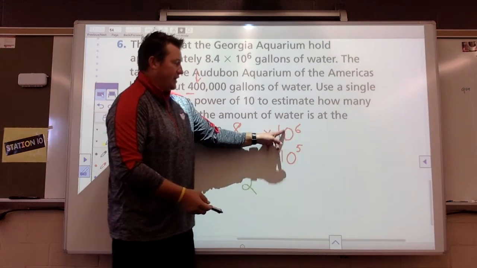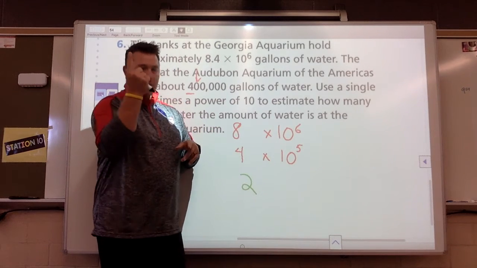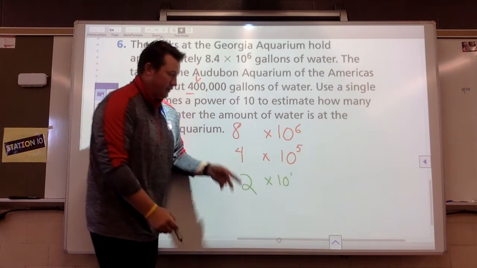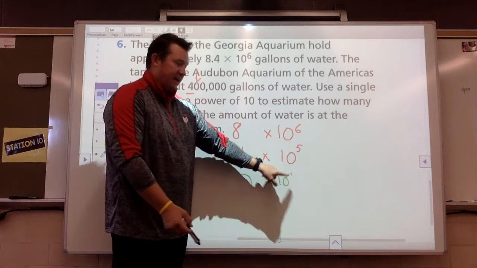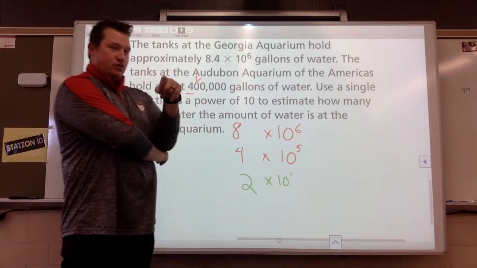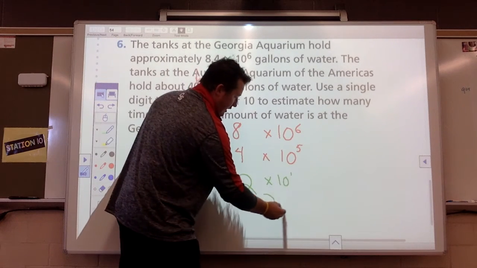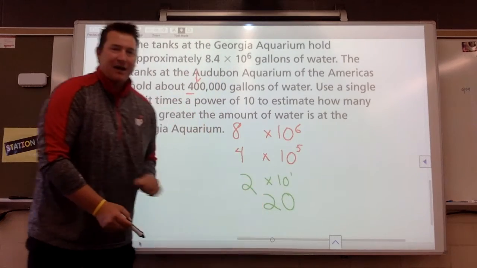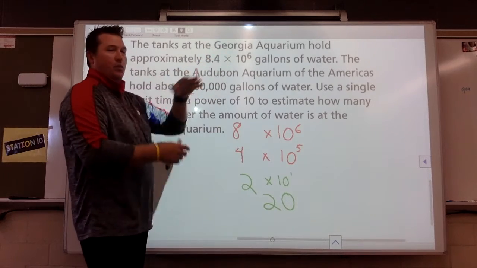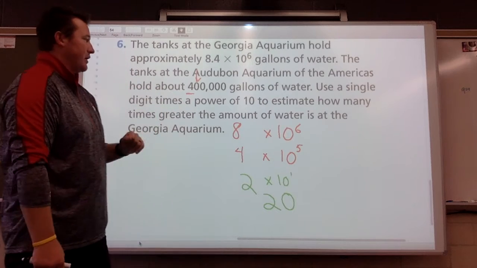Okay? How many times bigger is 10 to the 6th than just 10 to the 5th? Well, it's 1 power of 10 bigger, right? It's 1 power of 10. What's 2 times 10 to the first power? 2 times 10. Well, that's just 2 times 10. That's 20, right? So there you go. So it's roughly about 20 times greater, right? The Georgia Aquarium, when we talk about how much water's in there, compared to this Audubon Aquarium of the Americas.